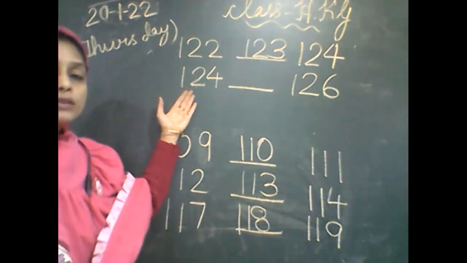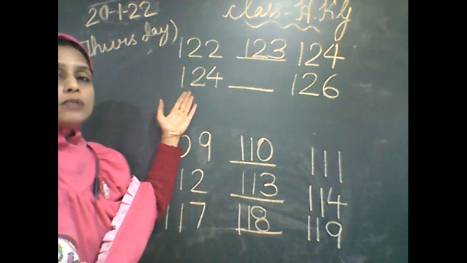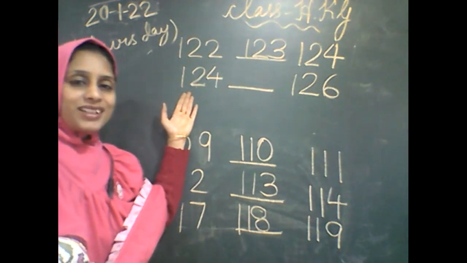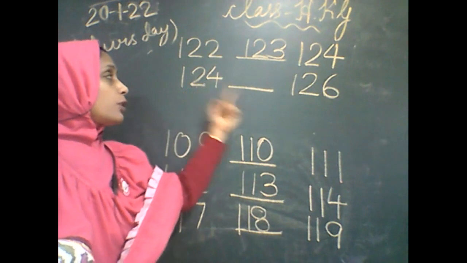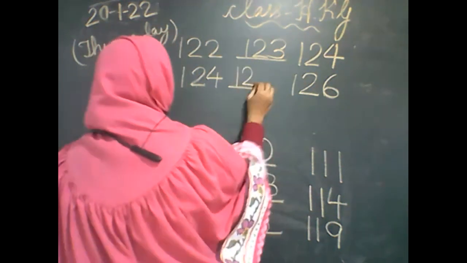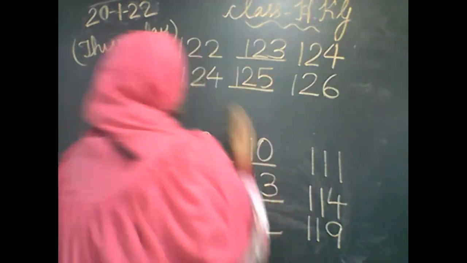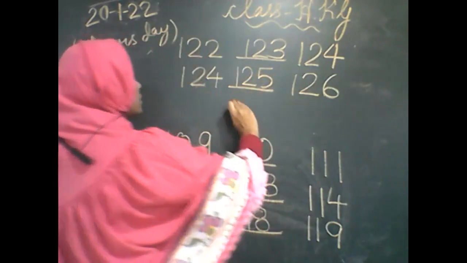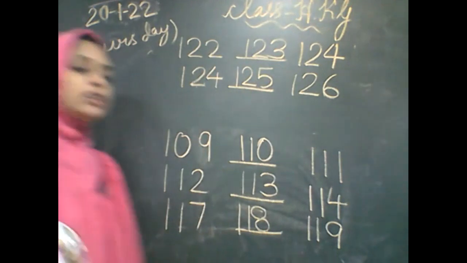121, 122, 123, 124. Now what comes after 124? 125. So 124 और 126 के बीच में आता है, वह between आता है 125.